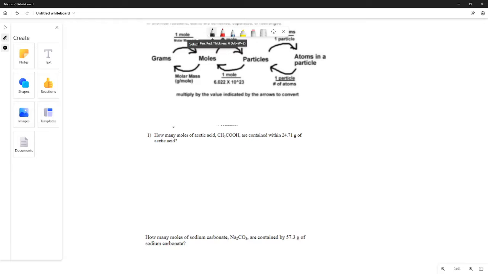We're being asked how many moles of acetic acid, which is this compound, are contained within 24.71 grams of it. If we want to go to moles and we're given the amount in grams, which is 24.71, we can already write 24.71 grams. But to get to moles, we have to find the molar mass of this compound.